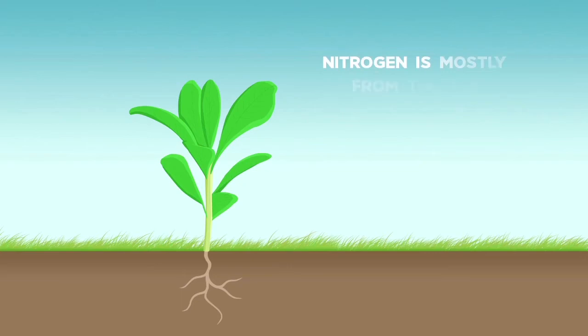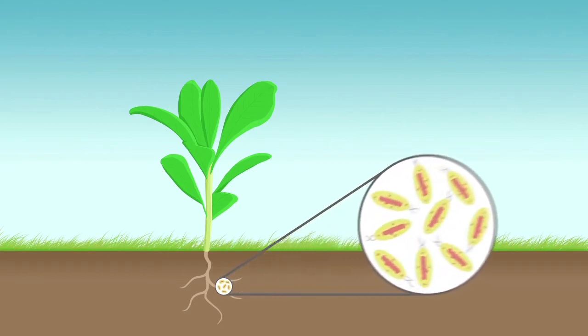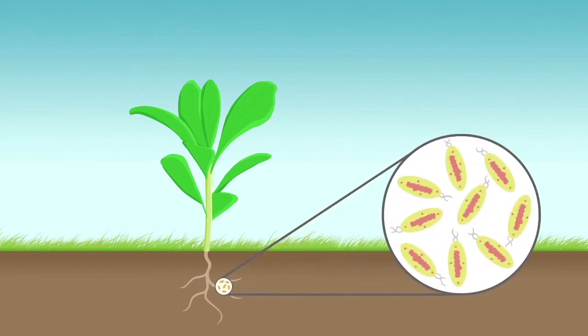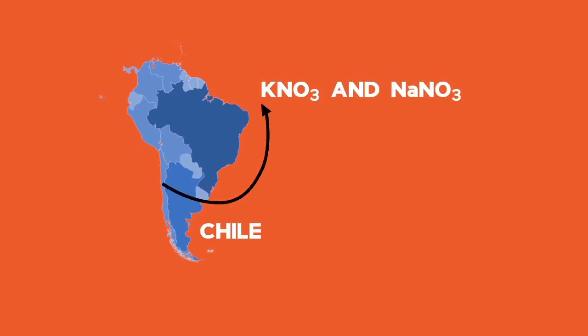Well, nitrogen is mostly from the air. So, to make it available, bacteria in the soil sometimes fix and turn it into nitrates that can be dissolved. Before the First World War, bat guano and saltpeter from Chile used to be the only source of nitrogen containing salts for fertilizers and explosives.